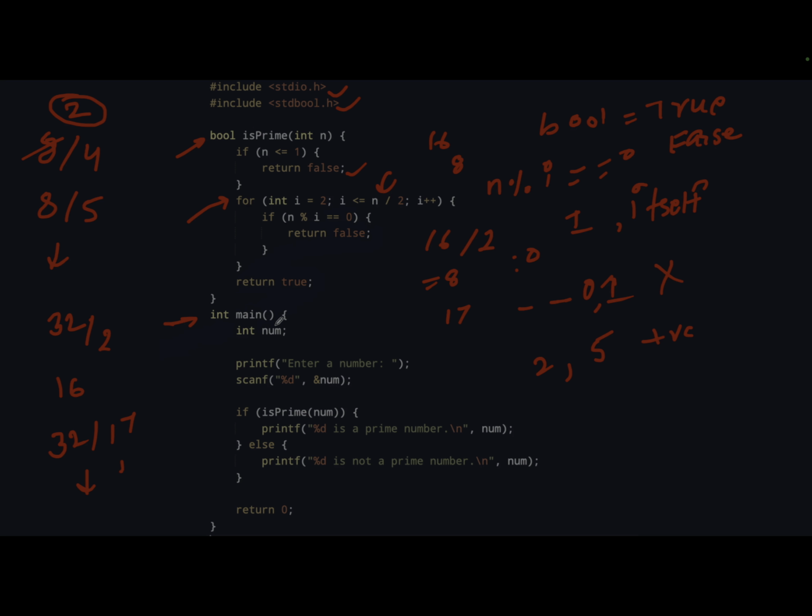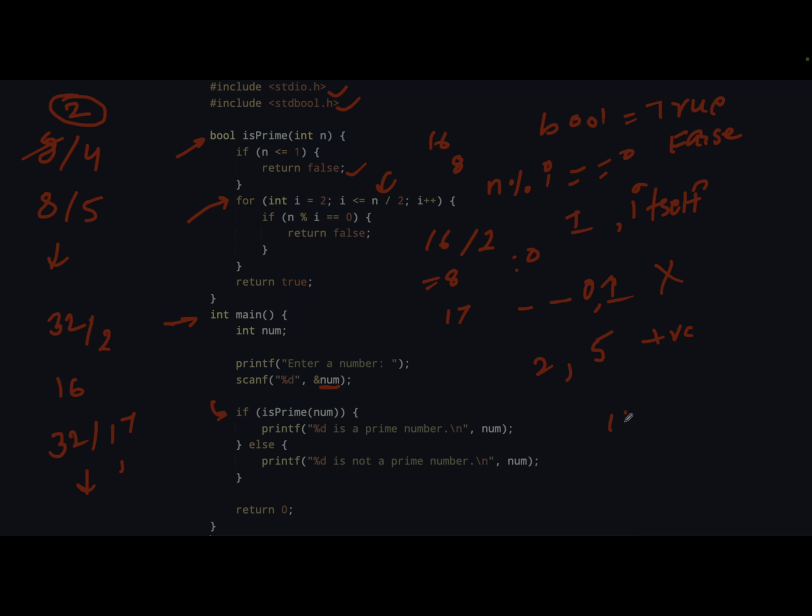Now let's come to the main program. Int num, scanf, right? Printf enter number, scanf number. Now this asks the user for a number, which is entered by the user and stored inside the num variable. Now what we are doing is, if isPrime(num), in the isPrime function we are passing the num variable as a parameter. Then it will go over to isPrime and get a number. Now, what it is returning is either a true value or a false value, right?